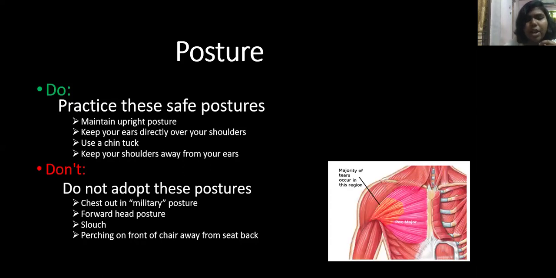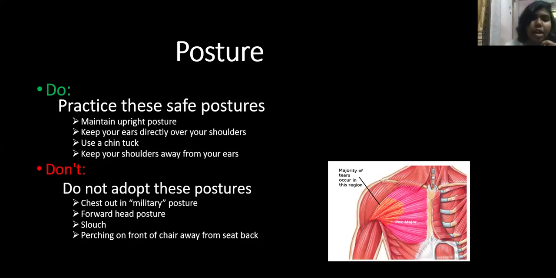So now let us look at the posture. Are we maintaining a good posture of our body? Let us see the do's and don'ts of posture. Practice safe postures. Maintain an upright posture. Keep your ears directly over your shoulders. Use a chin tuck. Keep your shoulders away from your ears.